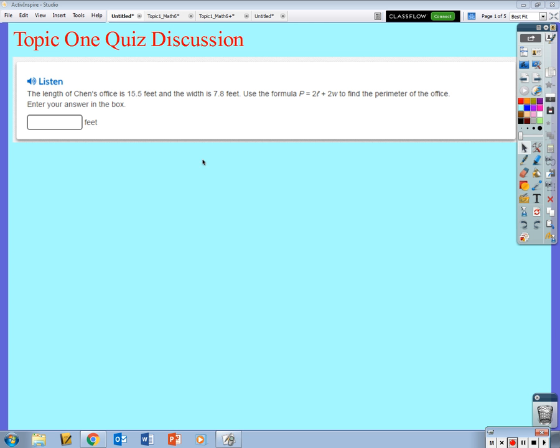It says the length of Chen's office is 15.5 feet and the width is 7 8/10 feet. Use the formula P equals 2L plus 2W to find the perimeter of the office. First thing I notice, not many kids are doing any underlining, boxing in, or circling in the question. So we have the length, and according to this, the length is 15.5 feet. Okay, so this length connects to the 15.5 feet. The width is 7 8/10 feet.